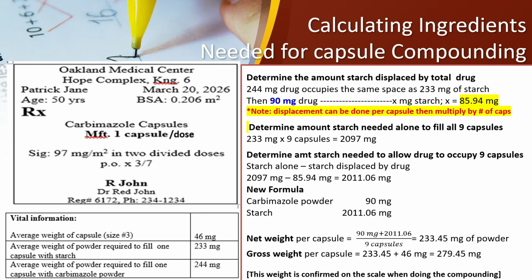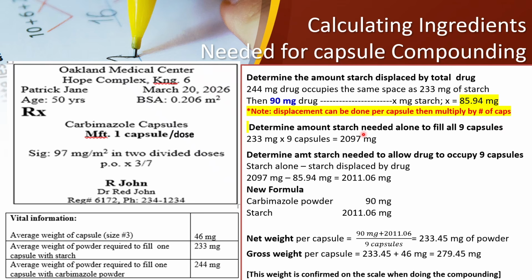Now that we know that we need 90 milligrams for the total 9 capsules we're calculating for, we are now going to be using the data that's presented here to determine how much starch is displaced by the 90 milligrams of drug. We know that 244 milligrams of the carbamazepine powder occupies the same space in the capsule as 233 milligrams of starch. So therefore, we're expecting that 90 milligrams of drug will displace 85.94.